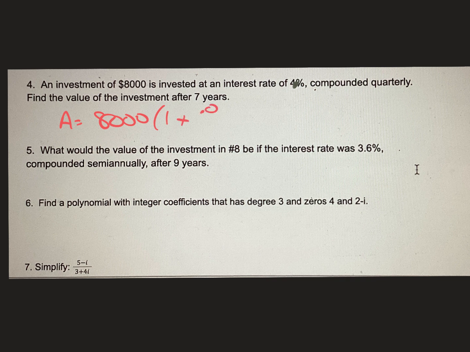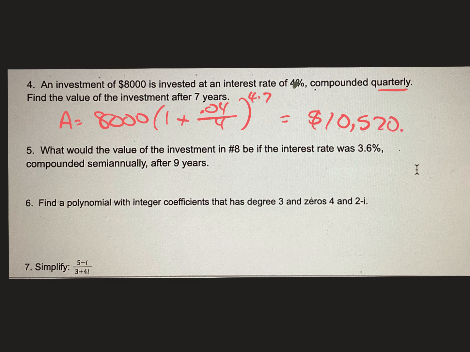Okay, 4%, I'm going 0.04. It says compounded quarterly. Quarterly is 4 times a year. My exponent is going to be 4 times 7, n times t. Now, that's really 28. So when I punch in my calculator, I'm going 8,000 times 1 plus the fraction, which is 0.04 over 4, all that raised to the 28th power. And I'm getting 10,000. Make sure you get this too.